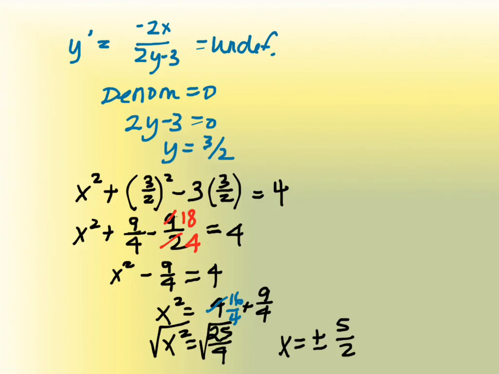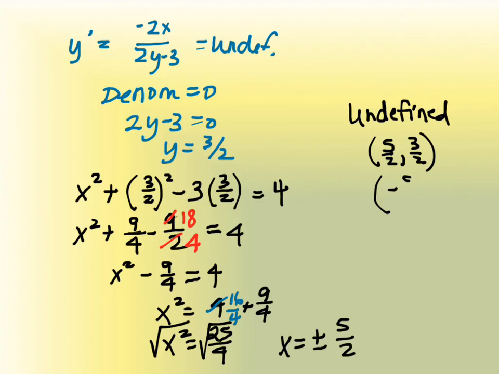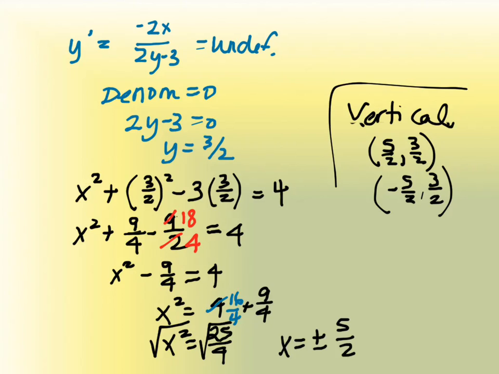All right, so answers to the question, where is the slope, or where is the tangent line undefined? 5 halves, 3/2, and negative 5/2, 3/2. And I labeled this as undefined. I guess the original problem actually labeled it as a vertical tangent line. Same thing. So we've got a vertical tangent line at those two particular points. Any questions on that one?